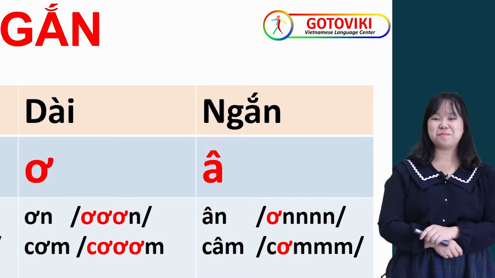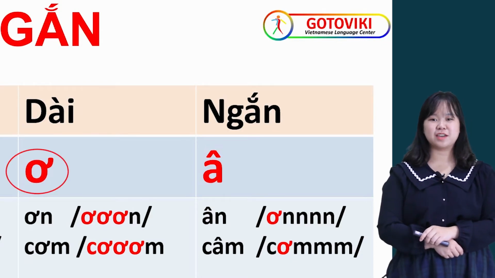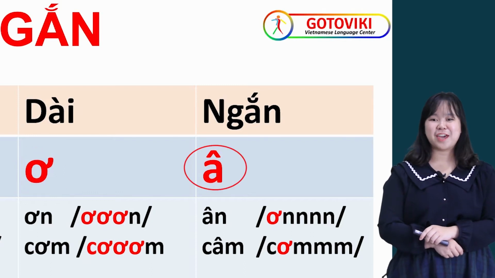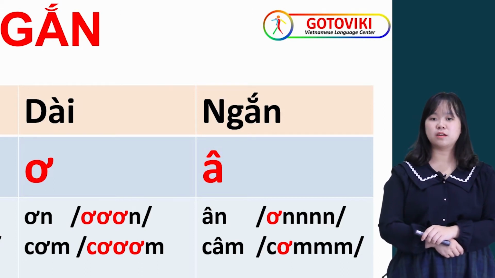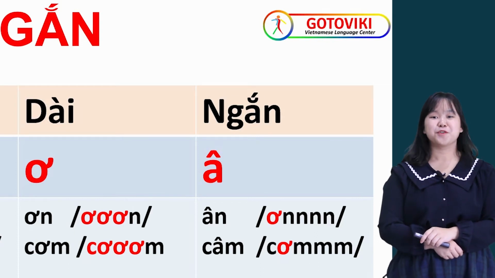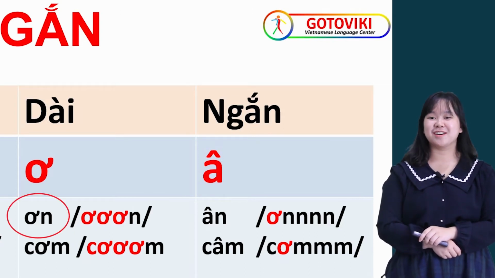Okay, the second pair is ơ and â. Ơ is a long vowel, and â is the short form of ơ, called ơ ngắn. Repeat after me. Ơ, â, â, â.